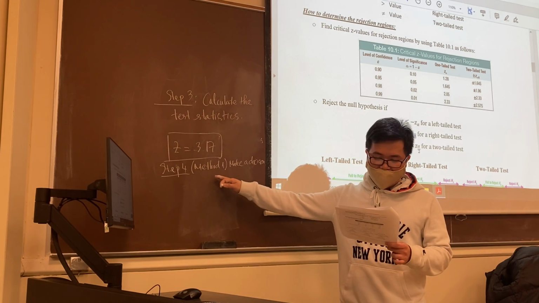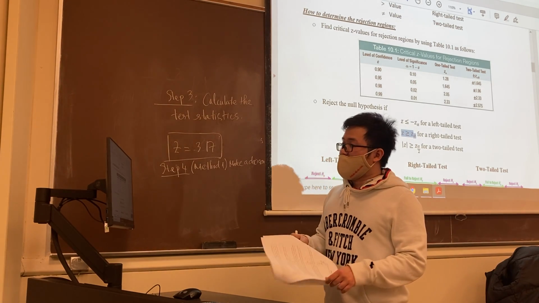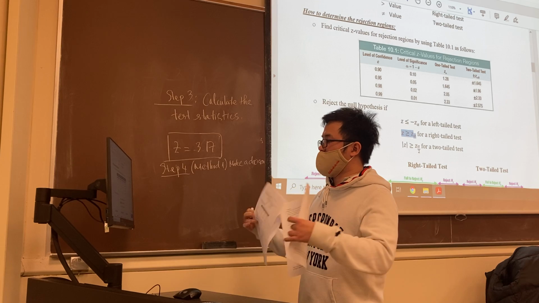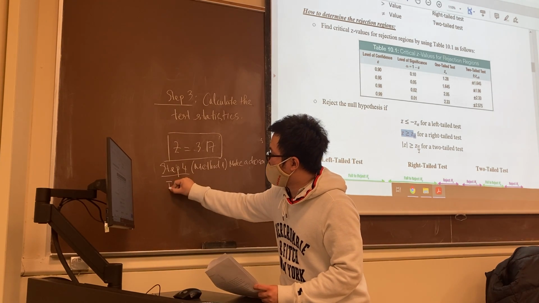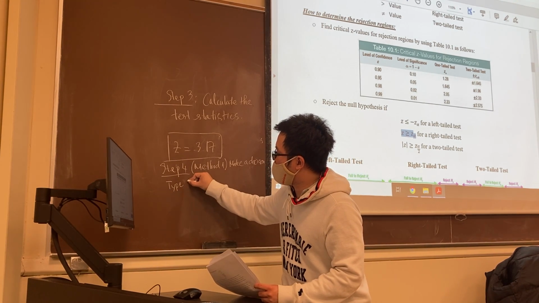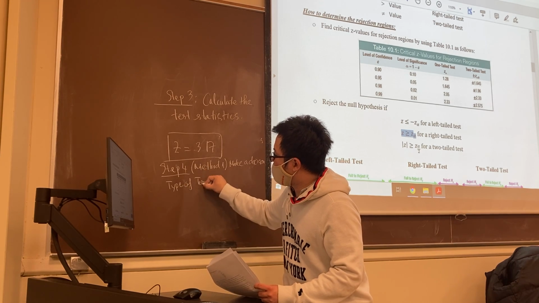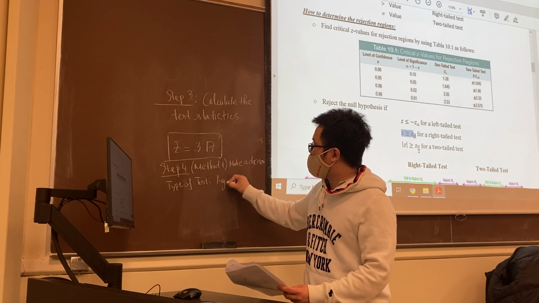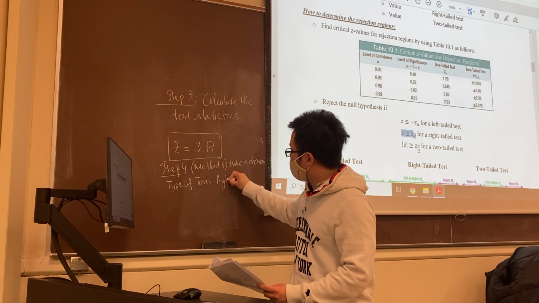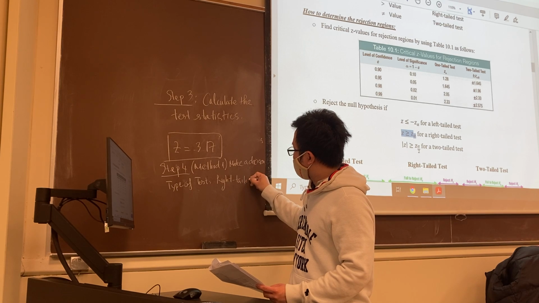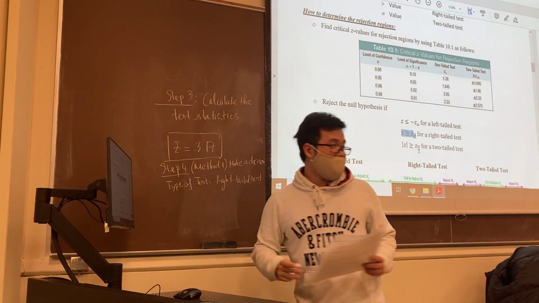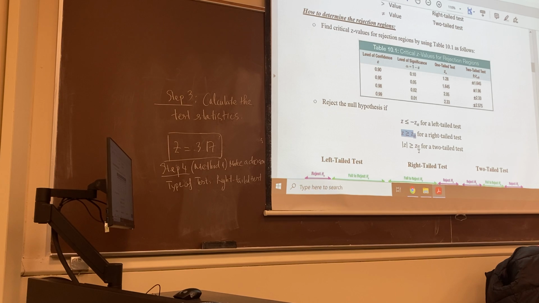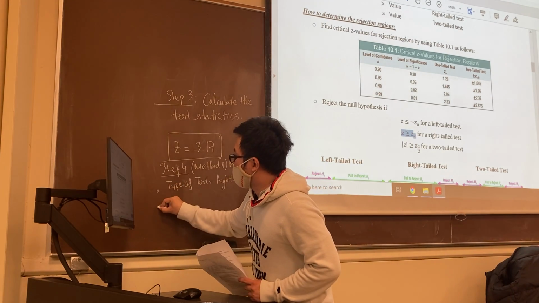We will move on to step 2, method 1. To do that, the first thing you need to do is determine the type of the test. The type of the test here is the right tail test, because the symbol here is the greater than. So this is the right tail test. This is the first thing in step 4.